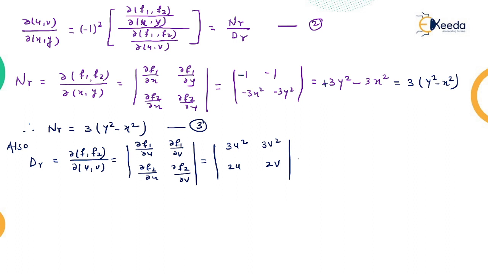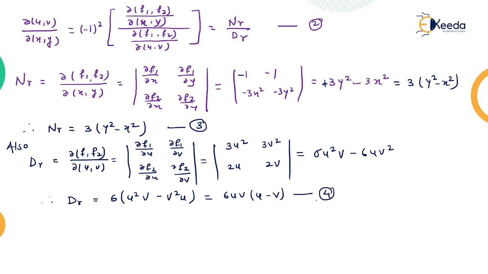I hope you understand this. So this is equal to 6u²v minus 6uv². Therefore the denominator becomes 6(u²v minus v²u). Taking u and v common from the bracket, this equals 6uv(u minus v). For reference we call this equation number 4.